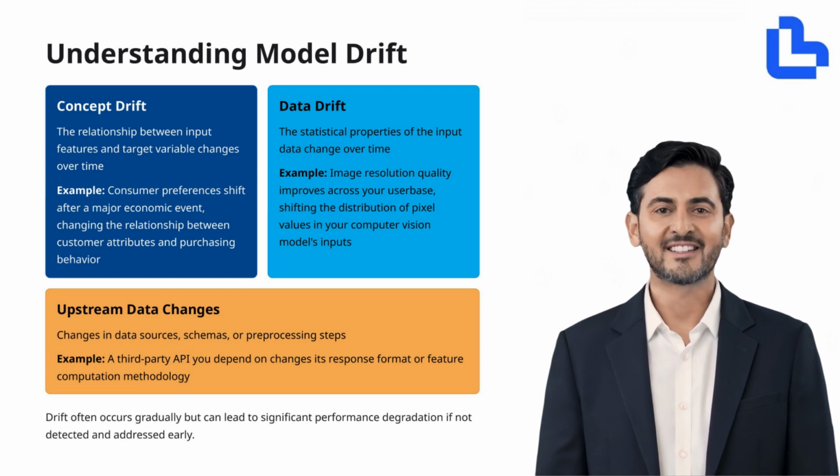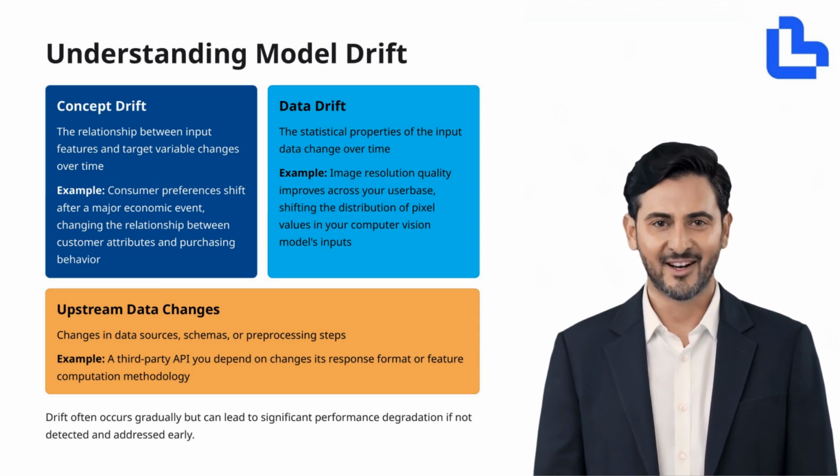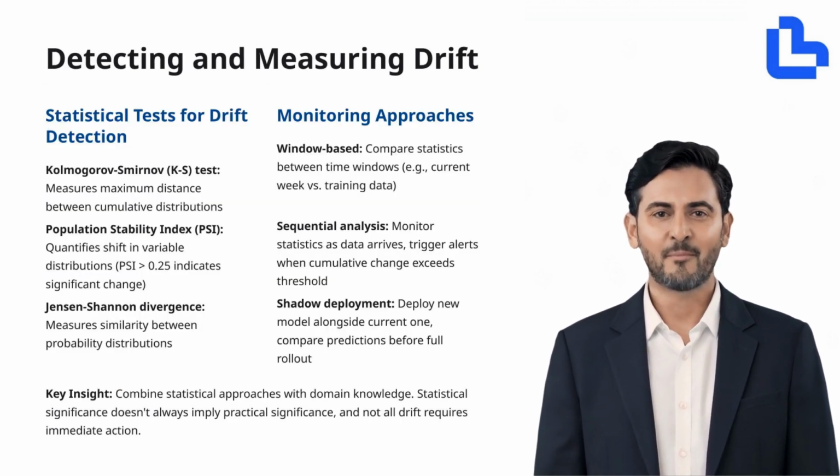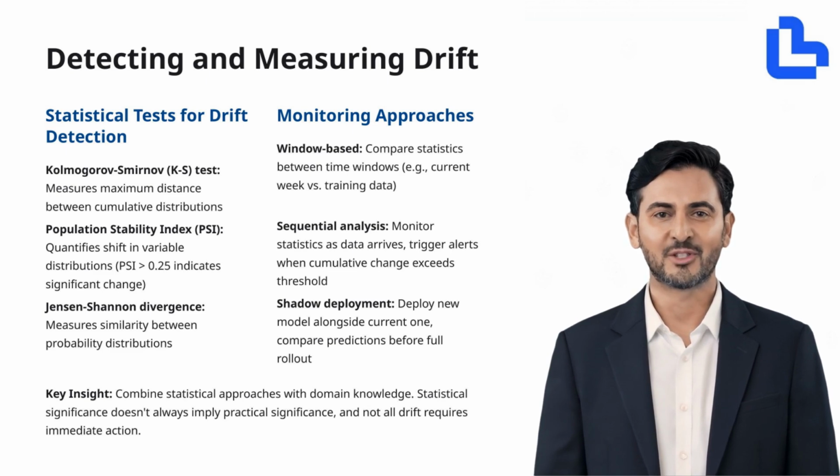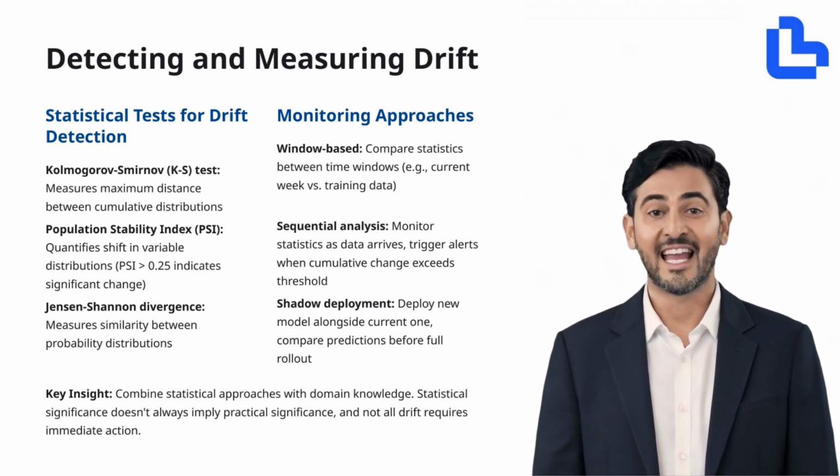By understanding the different types of drift, you can design systems that catch these changes before they impact users or business outcomes. Once we understand what model drift is, the next step is learning how to detect and measure it effectively. Drift can be subtle and gradual, so relying on intuition or manual checks isn't enough. We need statistical tools and structured monitoring approaches to catch it early and respond appropriately. Let's begin with statistical tests.